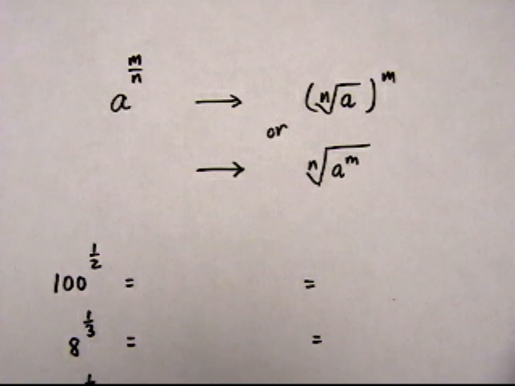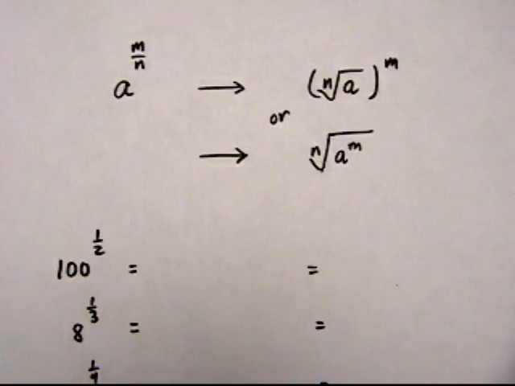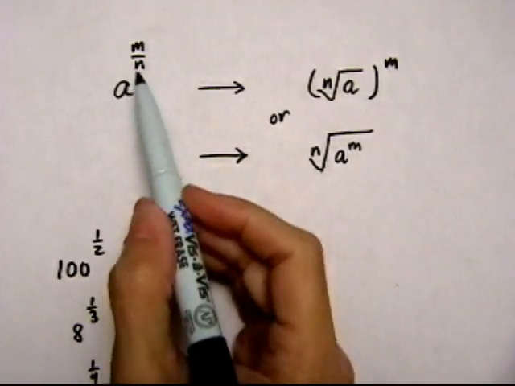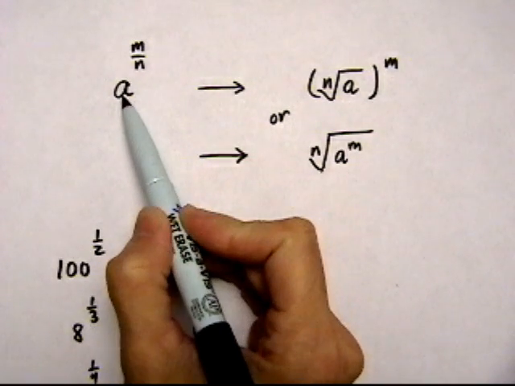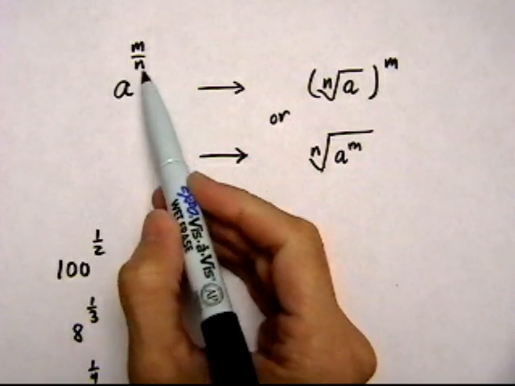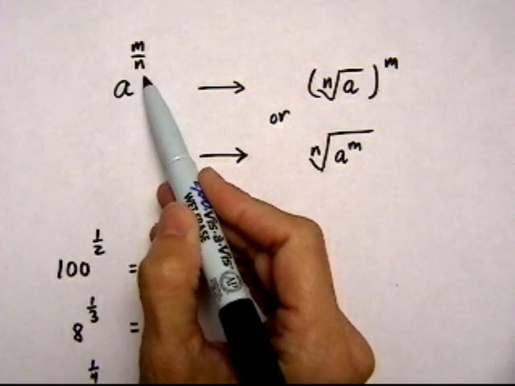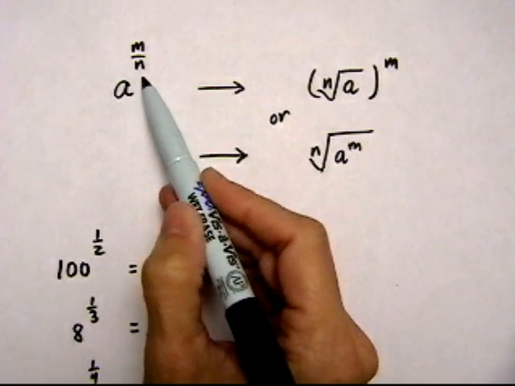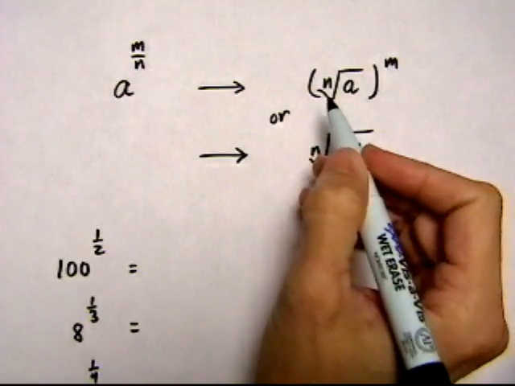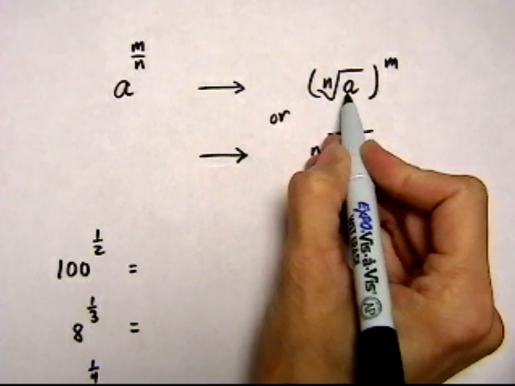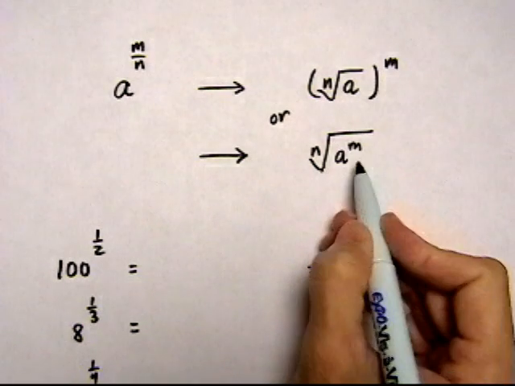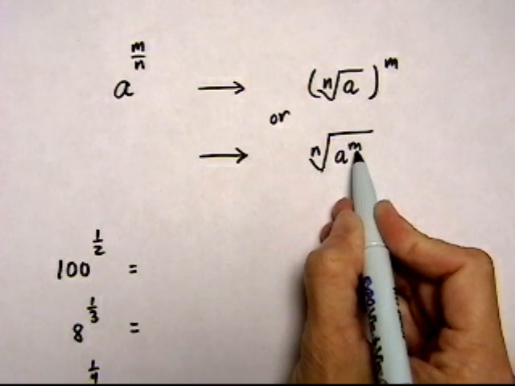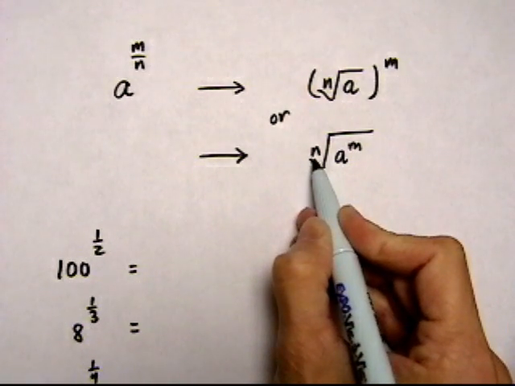Okay, let's take a look at how to evaluate expressions that have rational exponents, or in other words, fraction exponents. So here I've got a base a raised to a fraction exponent m over n, and there's two ways you can evaluate it. You can either first do the nth root of the base and then raise it to the m power, or you could first take the base and raise it to the m power and then take the nth root.